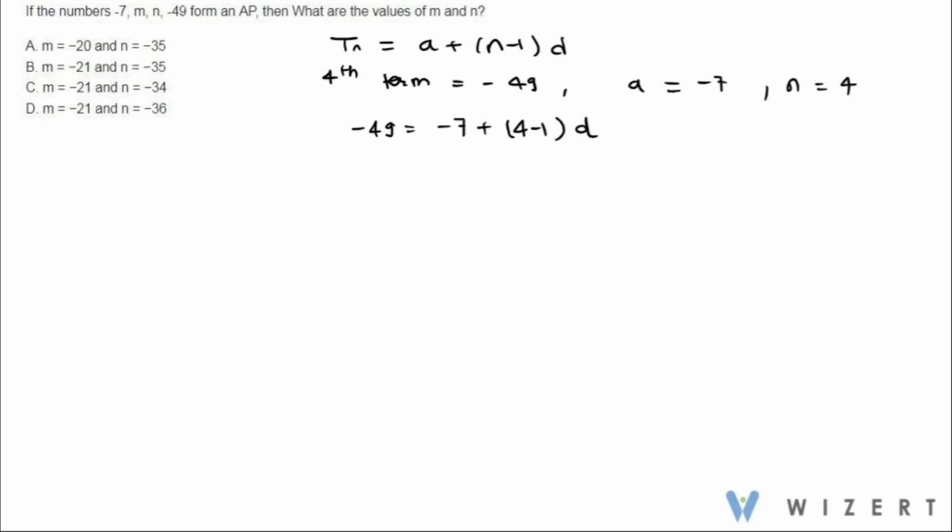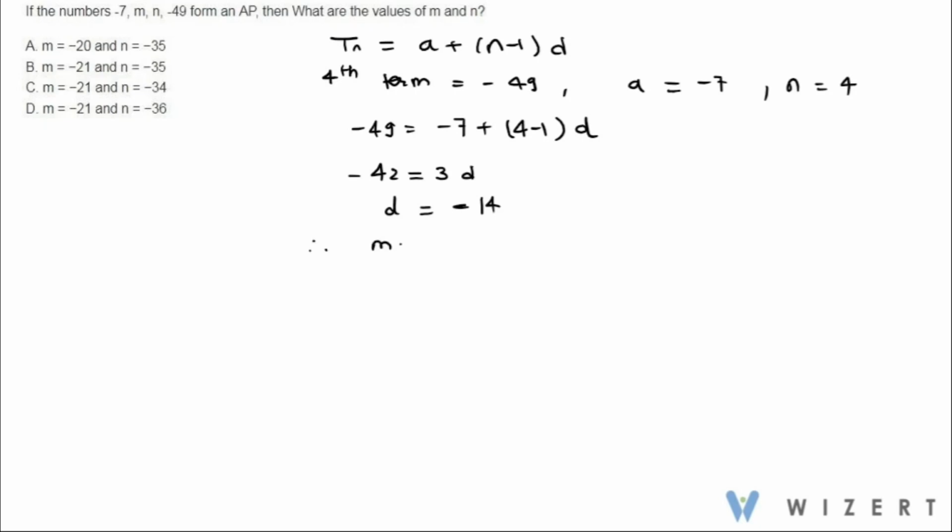So we get d as, let's see, minus 42. -7, when transposed to the left hand side, adds to -49 and we get -42. So that is equal to 3d. So we get d equal to -42 by 3. 3 ones are 3, 3 fours are 12. So d is equal to -14.